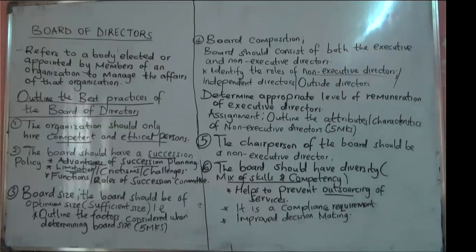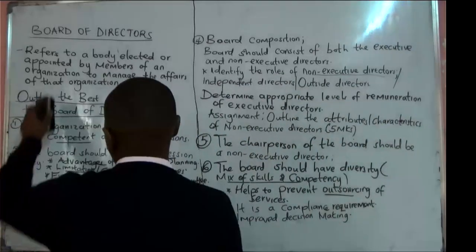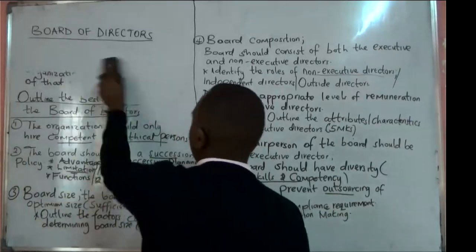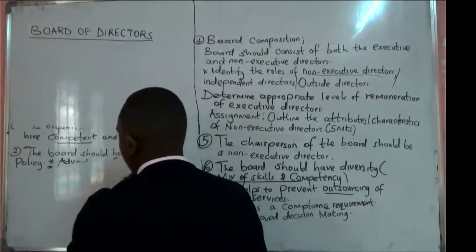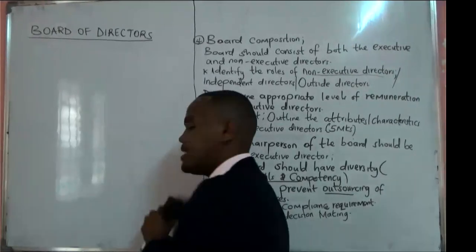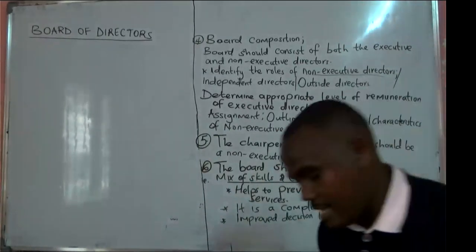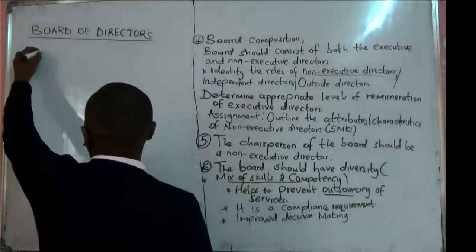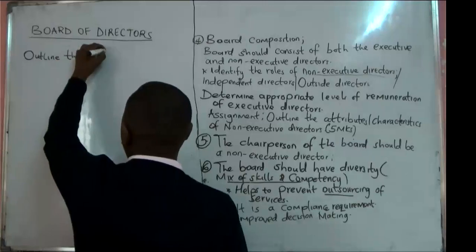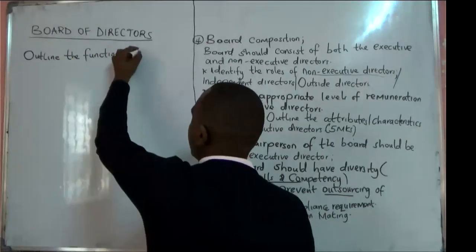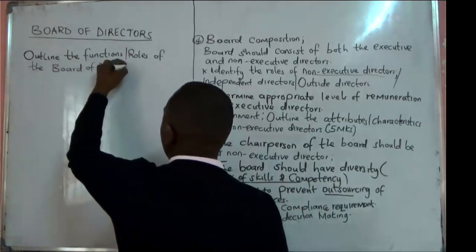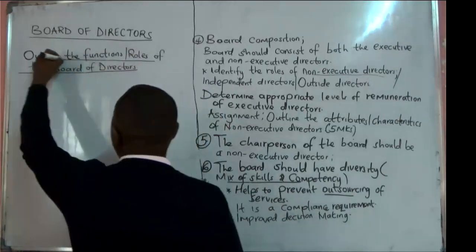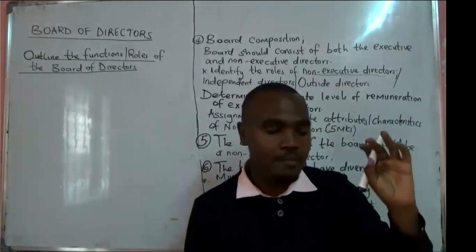From that, I want us to go to May 2017, question one, where the examiner asked, outline the functions or the roles of the board. What are the functions or the roles of a board? This entity that manages the affairs of an organization, what are their roles collectively? The examiner can use the word functions or the roles of the board of directors. Before we go to the different types of directors, what are the roles of the board collectively?